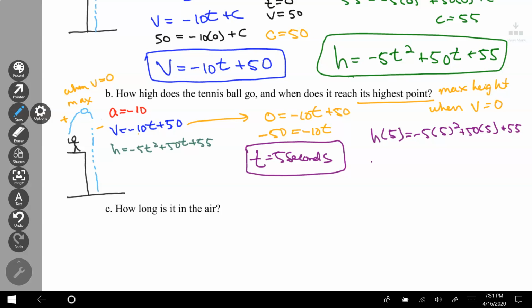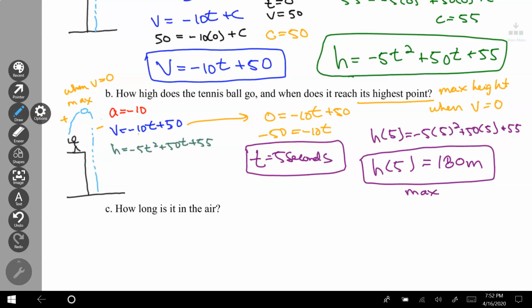I plug it in, and h of 5 is equal to -125, 250. I get 180 meters. It's its maximum height. So when this ball is thrown up at 5 seconds, it reaches a maximum height of 180 meters. I don't know if this was the person throwing this. That's pretty high.